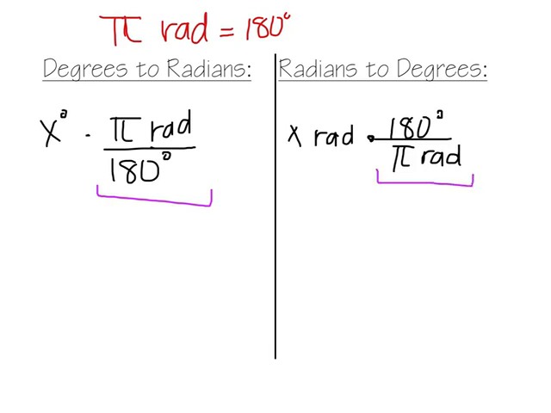Main thing to know is whatever unit you want to end up in, make sure that's on the top of the fraction. It's always going to be a pi and a 180. 180 is the degrees, pi is the radians. If I want to end up in degrees, put 180 degrees on the top. If I want to end up in radians, put pi radians on the top. That way my units will cancel out. So the degrees on number 1 right here are going to cancel out. The radians right there are going to cancel out.